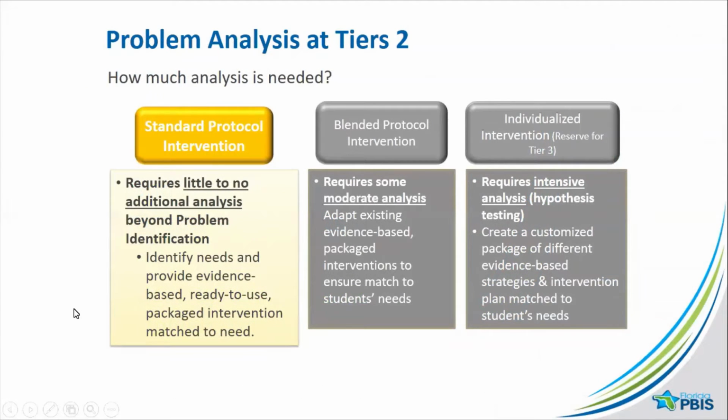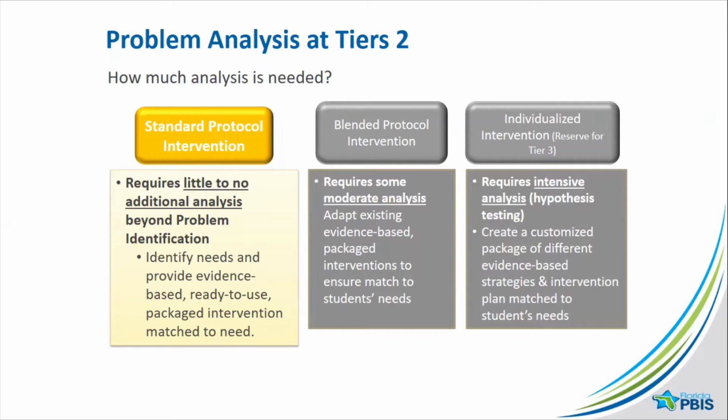When we talk about doing systemic problem analysis and grouping students, we're looking to do what's called standard protocol problem analysis. So what is linked here gives you some illustration of the levels of problem analysis in the four-step problem solving process. What differentiates each is the amount of additional data a team would need to ensure a high probability match between what a student needs and what the school has to offer in terms of interventions to support them.